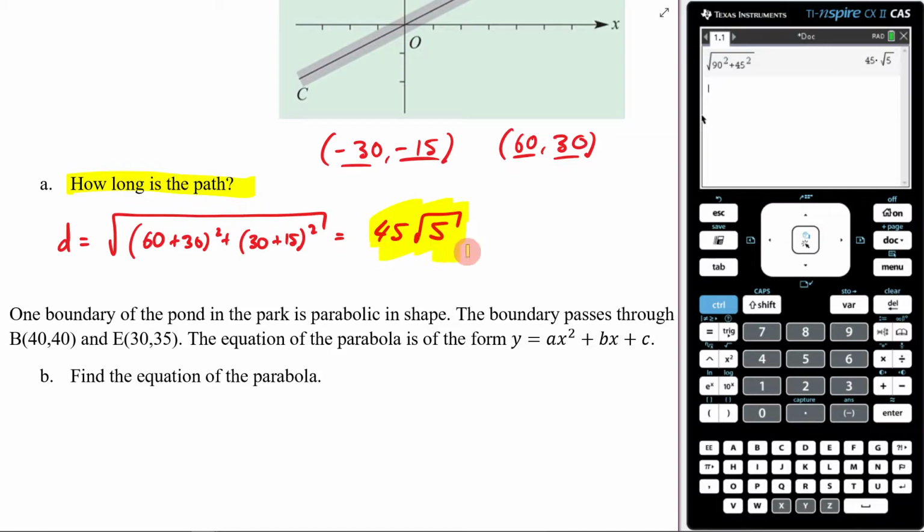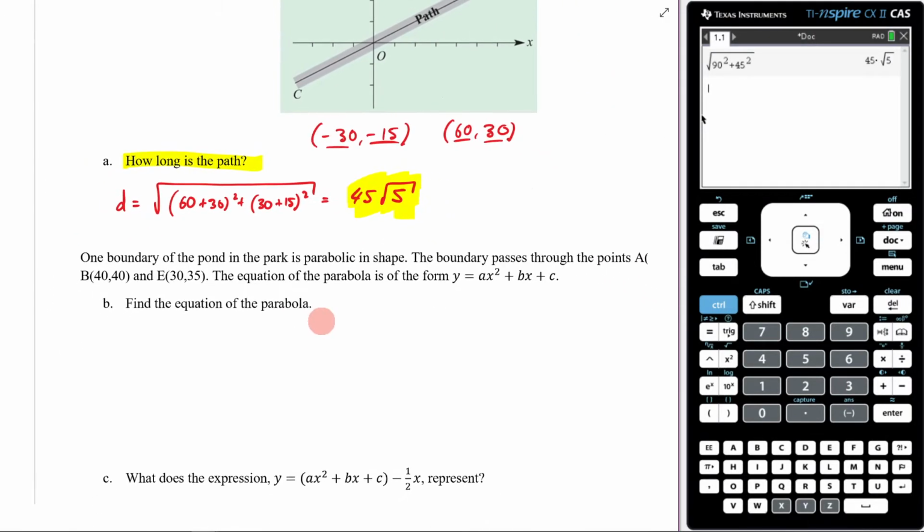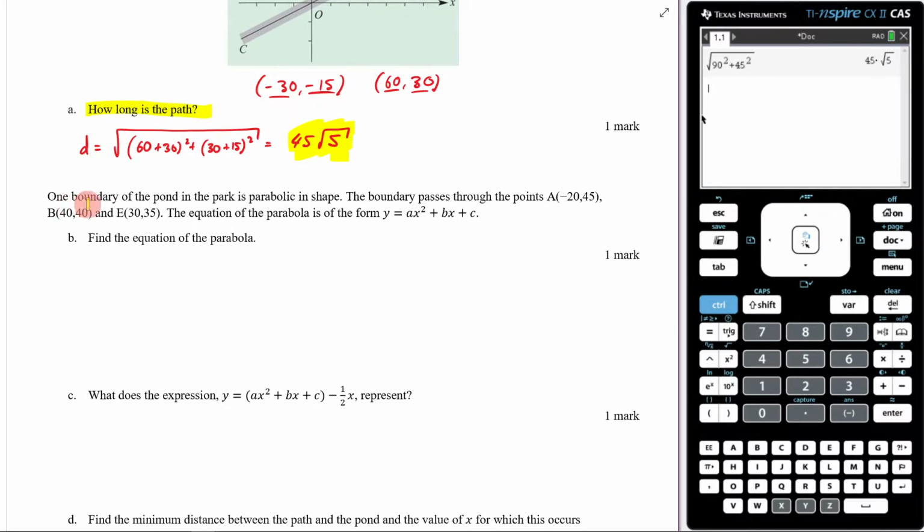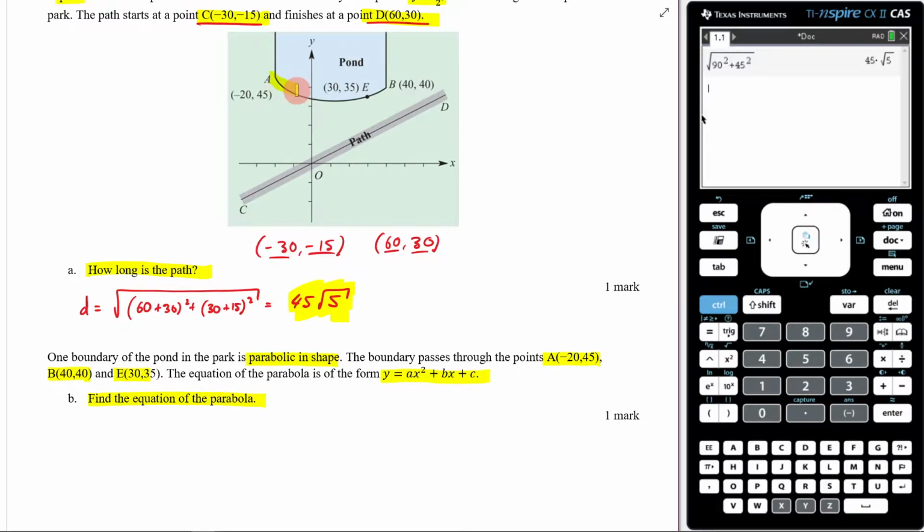Perfect. Next, it says, now let's zoom out a bit here. One boundary of the pond in the park is parabolic in shape. The boundary passes through these points, and this. The equation of the parabola is in this form. Find the equation of the parabola.